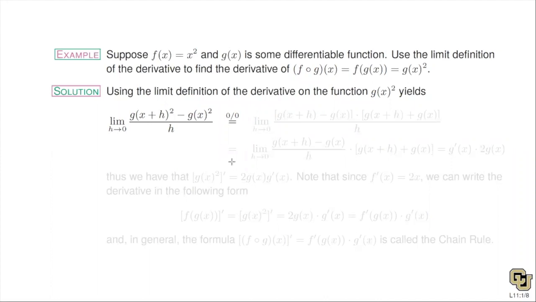So here I need to try some algebraic tricks. What I noticed is we have a difference of squares. I think of this as a squared minus b squared. So I factor this as a minus b times a plus b. And now if you try to apply the limit again, you'll still get 0 over 0.